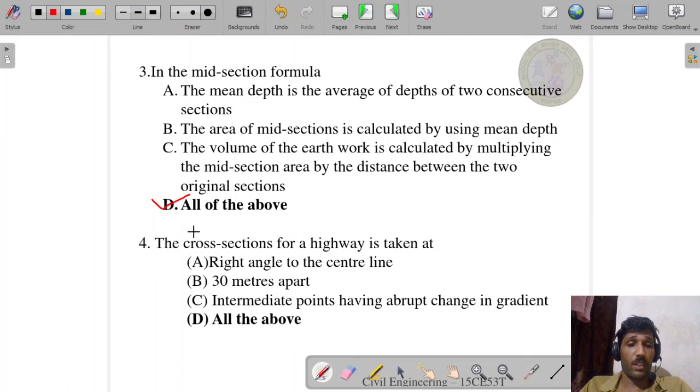Next, question number 4. The cross sections for a highway are taken at first right angle to the center line, 30 meters apart, intermediate points having an abrupt change in gradient, all the above. Which is the correct answer? Option D is the correct answer.